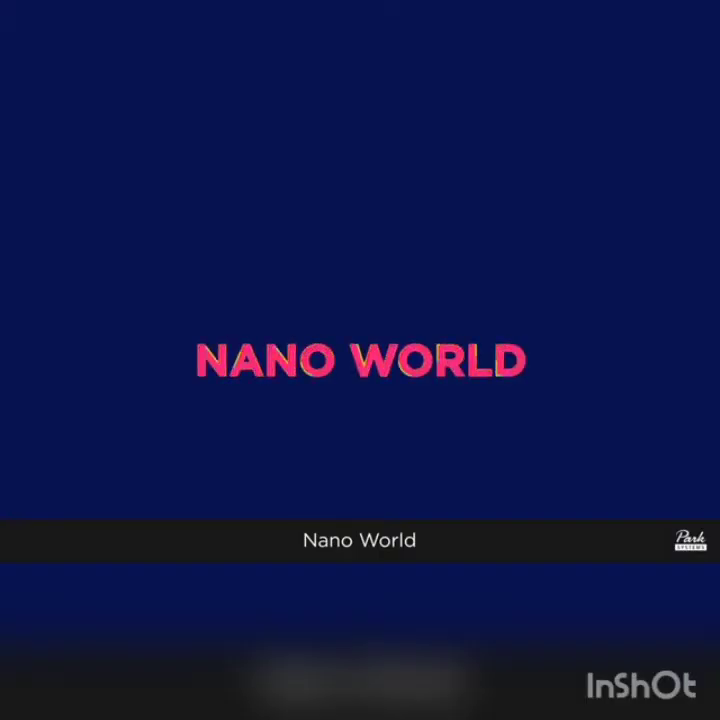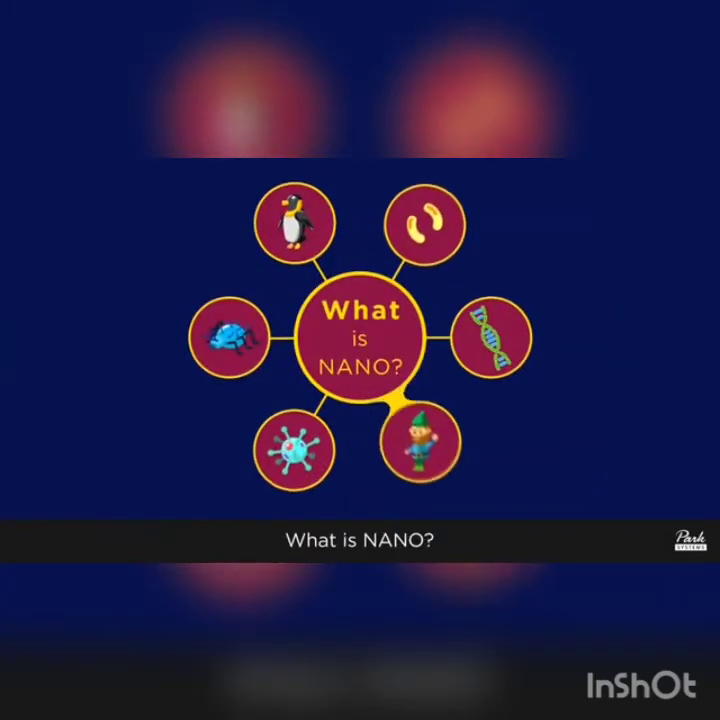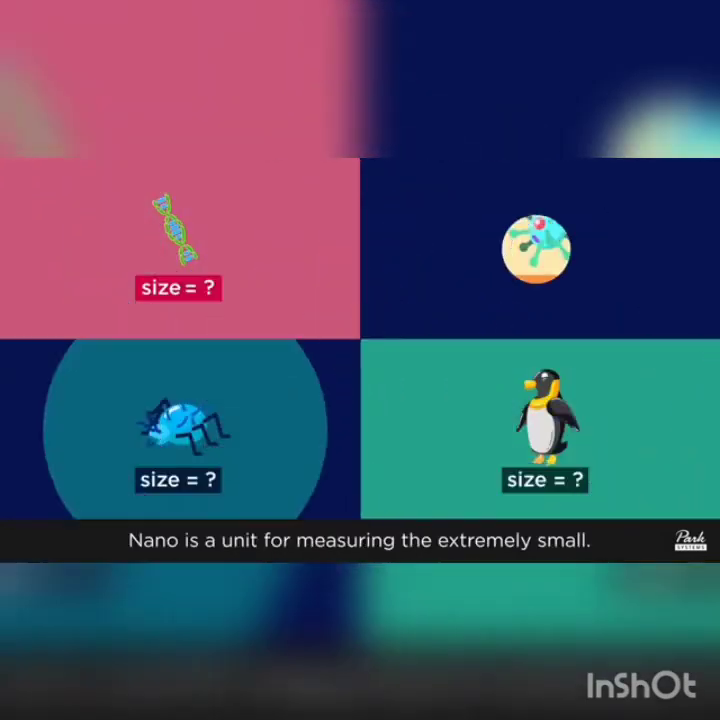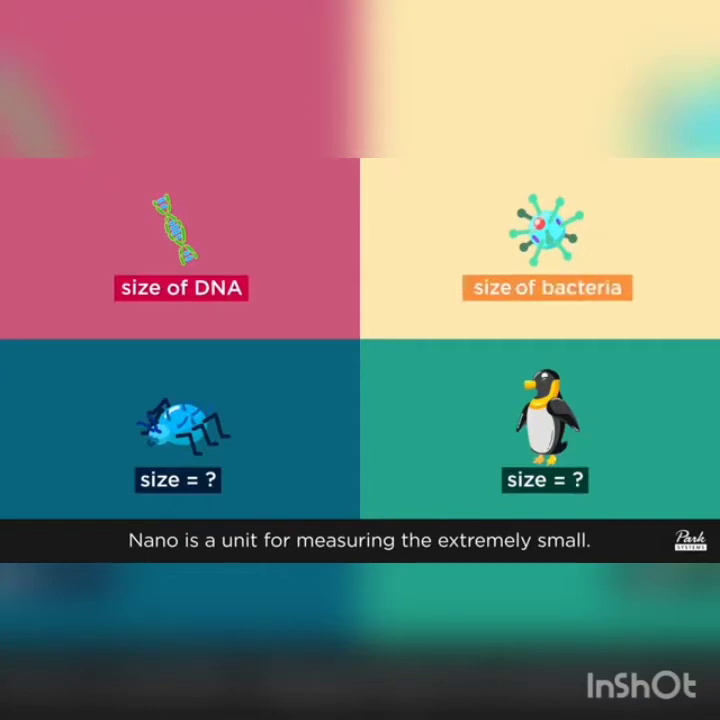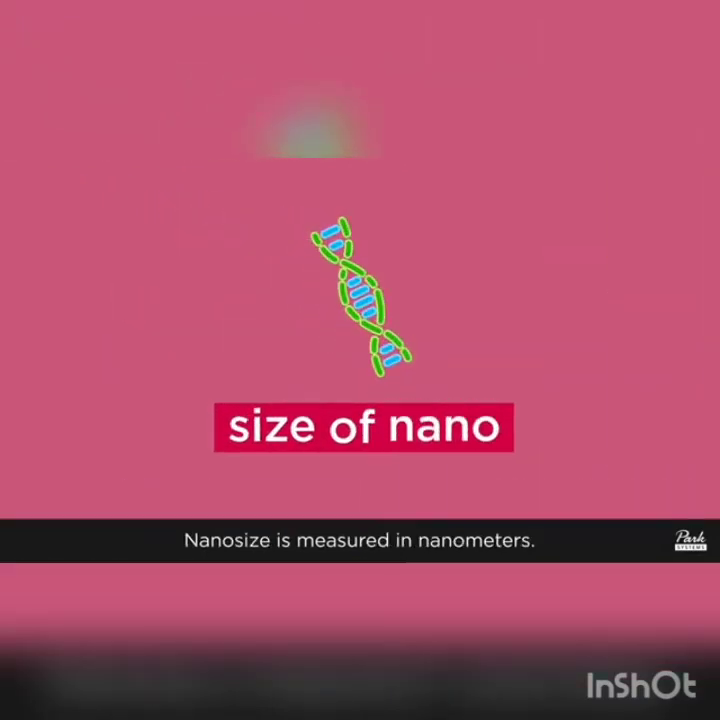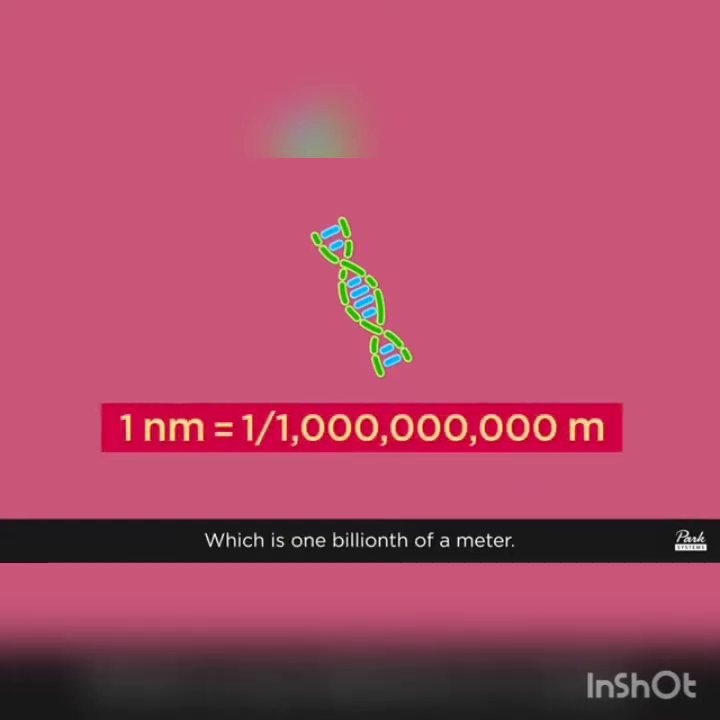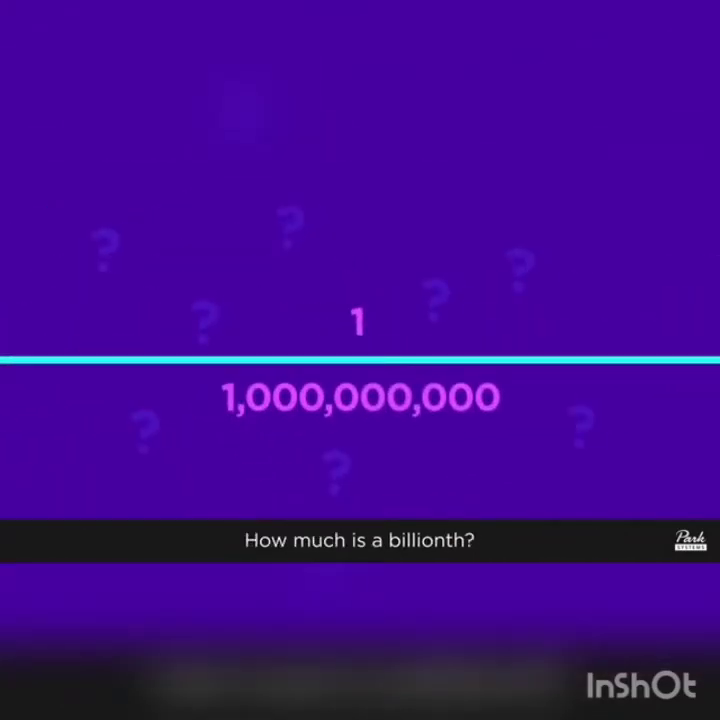Nano World. What is nano? Nano is a unit for measuring the extremely small. Nano size is measured in nanometers, which is 1/1000th of a meter. How much is a billion?